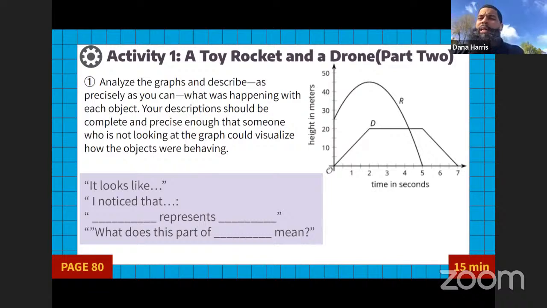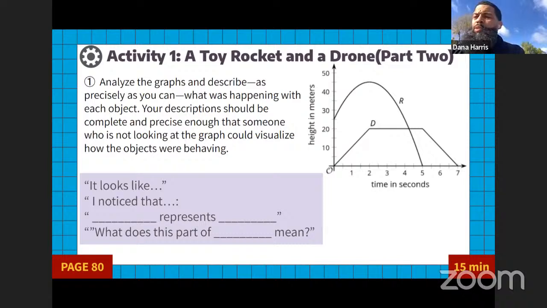So I want you to think out loud with sentence starters like, it looks like, or I noticed that, or blank represents blank, or what does this part of the graph mean? There are thoughts as well as questions that you want to ask yourself about this graph that has the paths of these 2 different objects. Notice one is a rocket. So you want to think about things like, it looks like the path of R models the rocket, and it looks like the path D represents the drone. Okay, so this is actually what's going on.